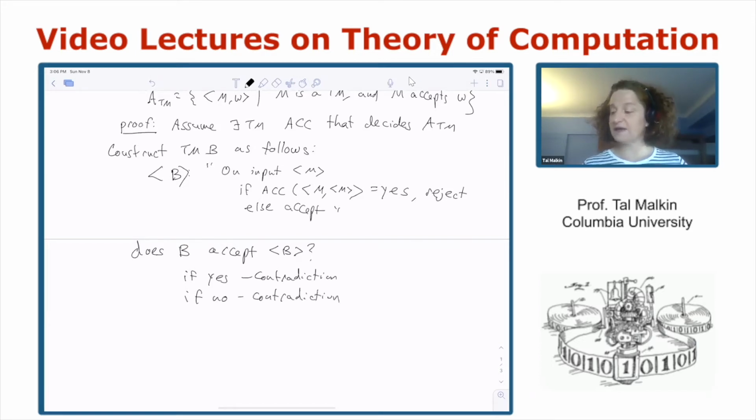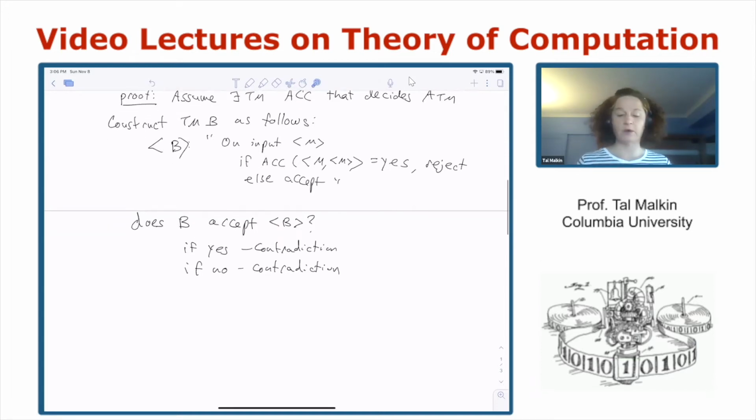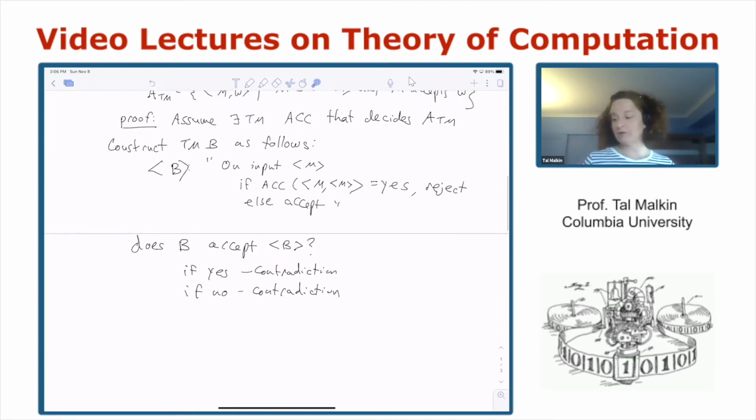Right? Because if it accepts itself, then it should reject itself. And if it does not accept itself, then it should accept itself. Okay, and so therefore, this assumption that this algorithm exists is not true. So I just wanted to point out that this is called the diagonalization technique.